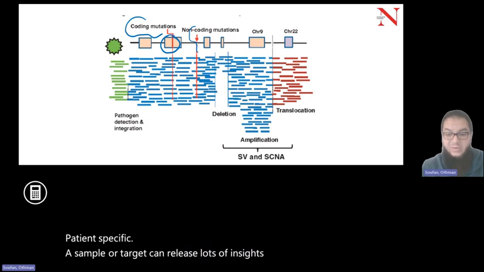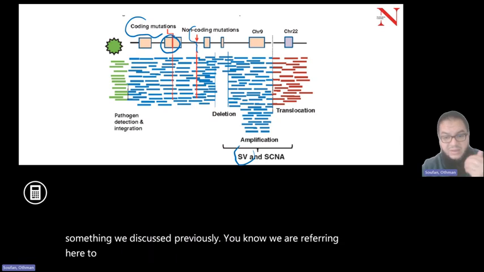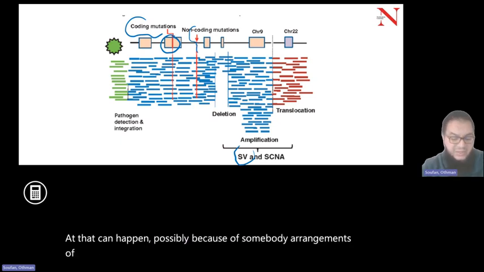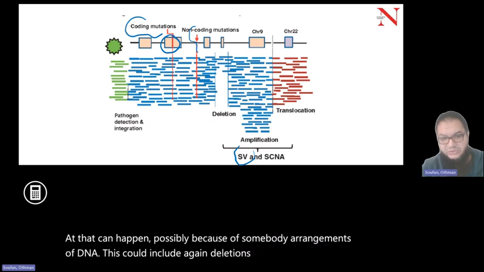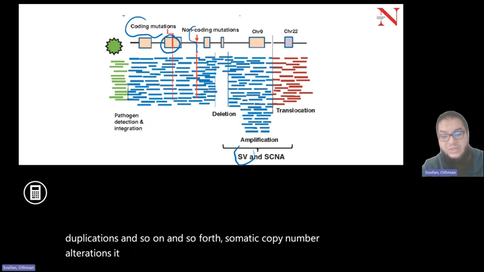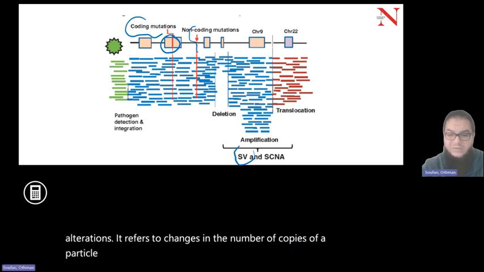Structural variants, something we discussed previously, we are referring here to changes that can happen possibly because of some rearrangements of DNA. This could include again deletions, insertions, inversions, duplications, and so on and so forth. Somatic copy number alterations refers to changes in the number of copies of a particular region of DNA within the genome.